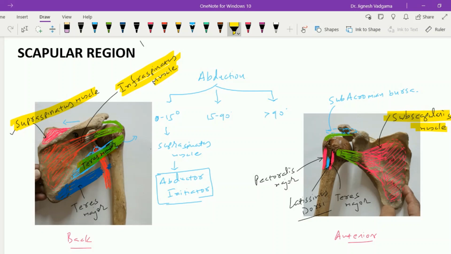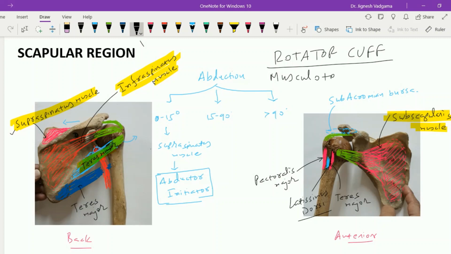are collectively called the rotator cuff, or also the musculotendinous cuff. This musculotendinous cuff, or rotator cuff, strengthens the shoulder joint from outside the capsule and blends with the shoulder capsule, and that's why it is also called the protector or the guardian of the shoulder joint.